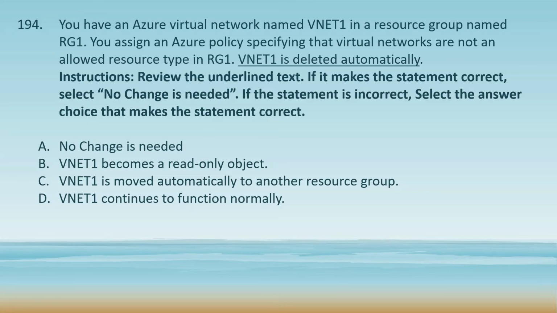Assigning an Azure policy that specifies virtual networks are not allowed in the resource group does not automatically delete or move existing virtual networks. It only enforces the policy on new resource creations or updates. So basically, if you try to create a virtual network after the policy has been applied, you won't be able to do that, but there will be no change to any existing resource. So the correct answer is option D. VNet1 continues to function normally.